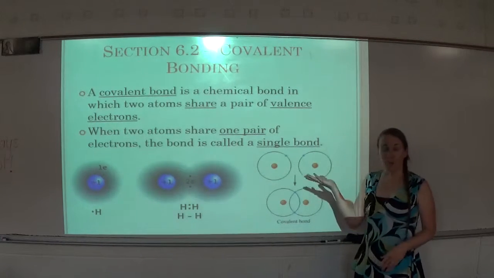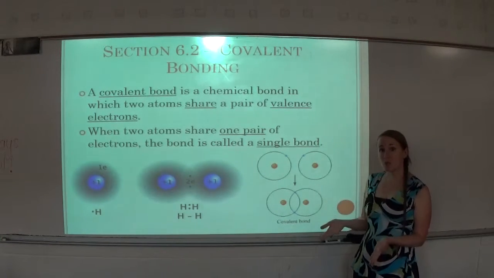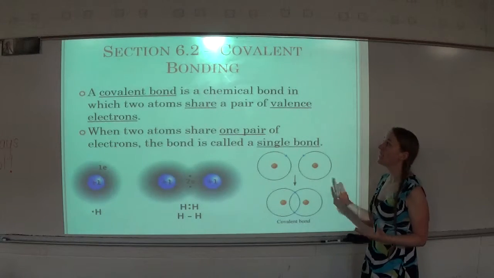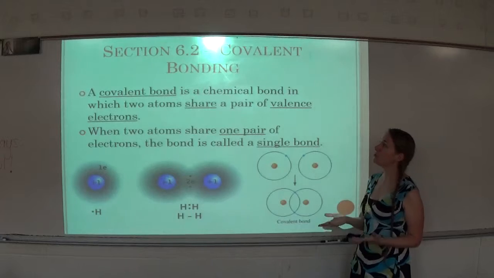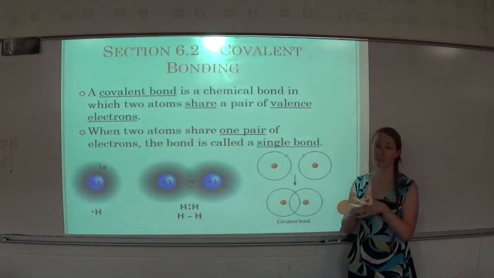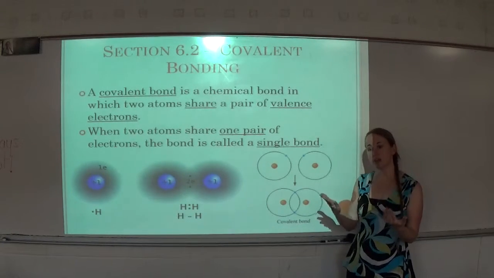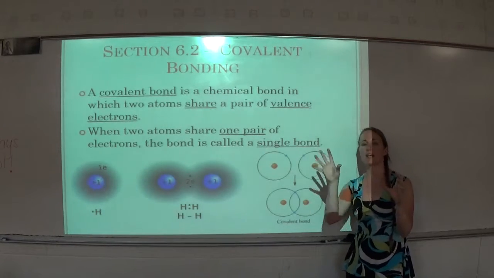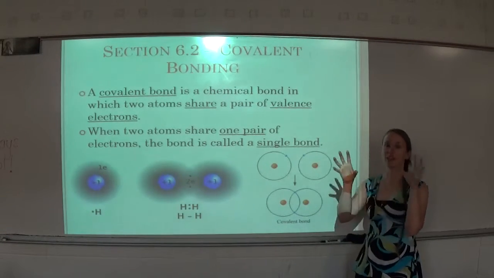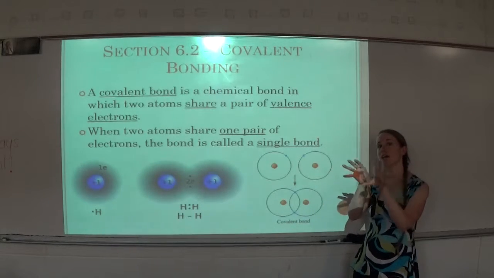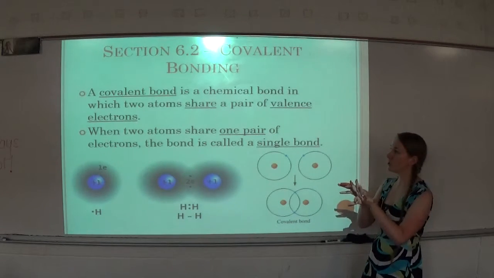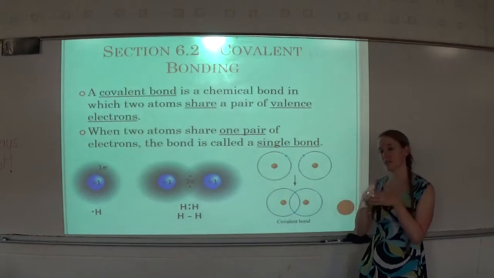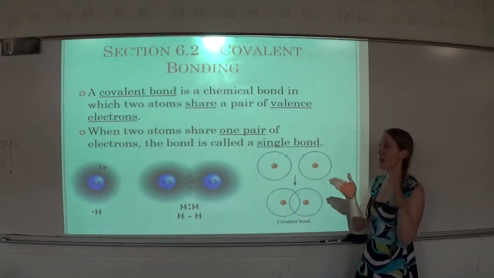So now we're going to talk about covalent bonding. If you watched the last video, we talked about ionic bonding, so today we're going to focus on covalent bonding. A covalent bond is a chemical bond in which two atoms share a pair of valence electrons. In ionic bonding, we had a transfer. One atom would lose an electron and another atom would gain it. They would become oppositely charged ions, and that would attract them to each other. In a covalent bond, they share electrons. The shared electrons belong to both atoms.